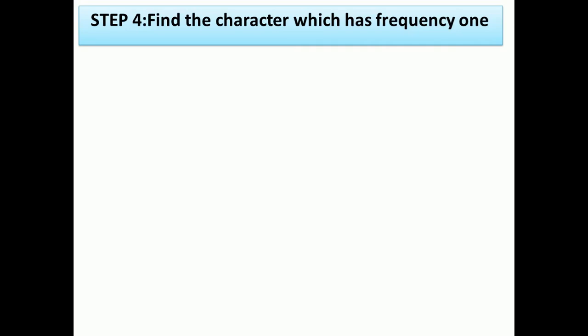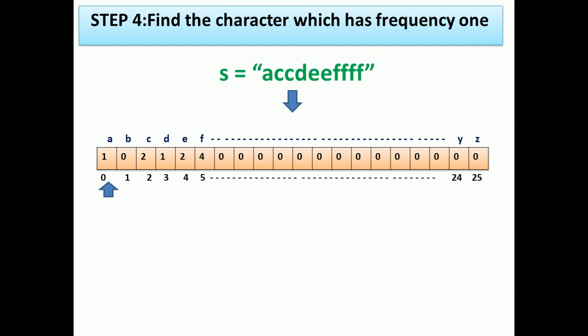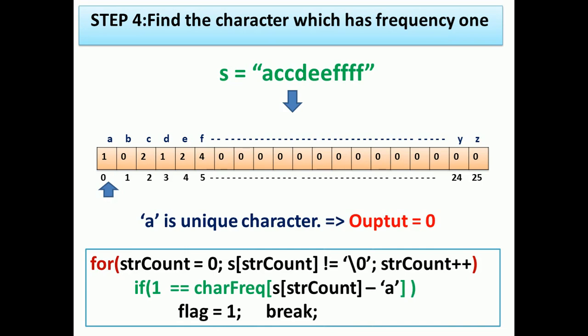Okay, now moving ahead, the last step is that once you have created the array, or the record of the frequency of each character of that given string, then you have to find that character which is unique, or whose frequency is 1. Like in our previous example, A is that character which is unique, or non-repeating. It is the first character, so its index is 0. So for this particular input, our output will be 0, because A is present at index 0 and its frequency is 1. So for this purpose, we have to write the code in this manner.